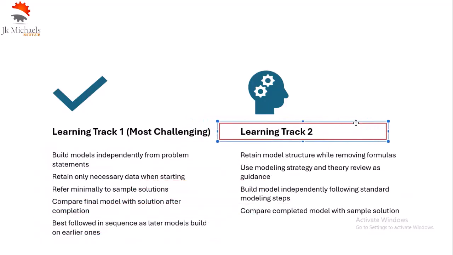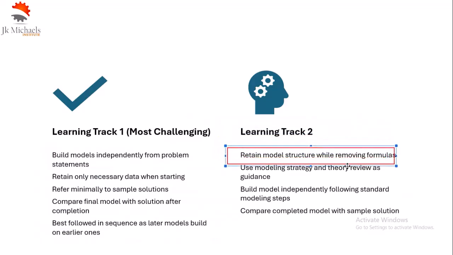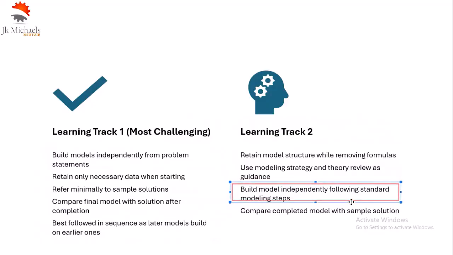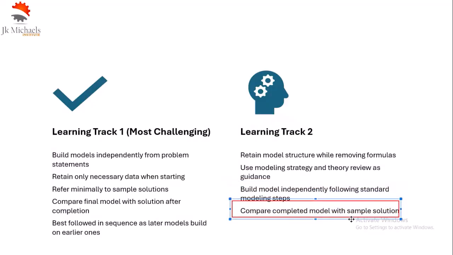Learning track 2: you retain the model structure while removing formulas, for a new model. You use the modeling strategy and theory review as guidance, build the model independently following standard modeling steps, and compare your completed model with the sample solution.